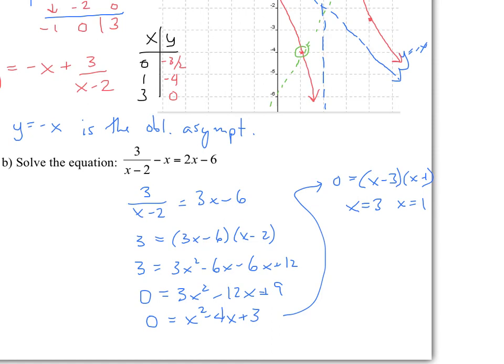Alright guys, I hope that made sense. Oblique asymptotes is not a big part of this course, but part of this course nonetheless. Alright, good luck.